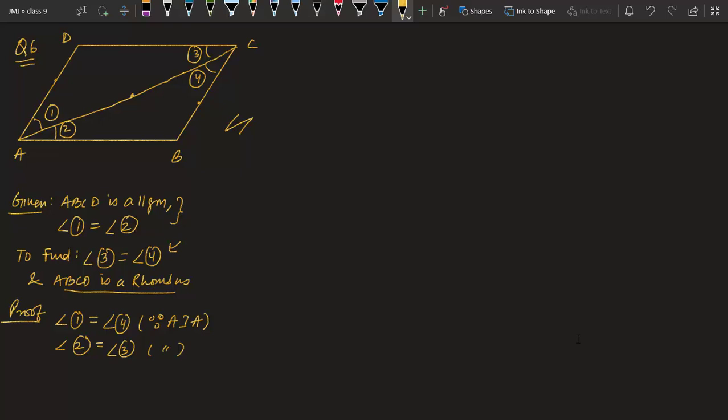Now, what you observe is you have got 1 equal to 4, 2 equal to 3, and actually they are equal. The left hand side is equal. So can't we say the right is also equal? So as angle 1 is equal to angle 2 given, we can say angle 4 is equal to angle 3. So first part is done. Now comes the second part.